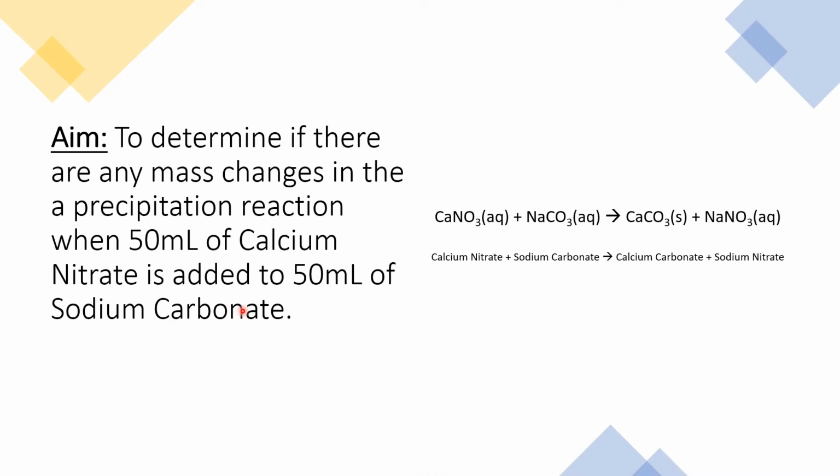Now, in this practical, what we're aiming to do is determine if there are any mass changes in a precipitation reaction when 50 mils of calcium nitrate is added to 50 mils of sodium carbonate. The reaction over here highlights what's going to happen. We start with calcium nitrate and we start with sodium carbonate. And when those ions in solution, because they are both aqueous, as our brackets say, come together, the calcium and the carbonate ions will form a solid, and that will be the precipitate, while the sodium and the nitrate ions will remain aqueous.